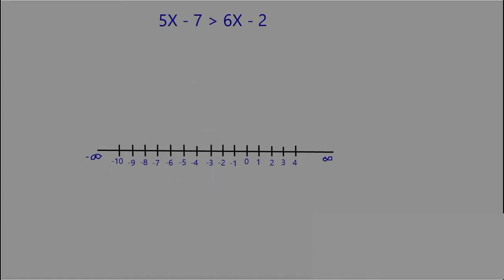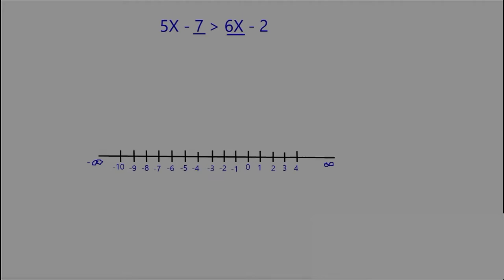For this equation, we need to place like terms together just like in any normal equation. These values that are before and after the greater than sign, we don't move them. We want to move over 5x behind 6x, and -2 in front of -7.